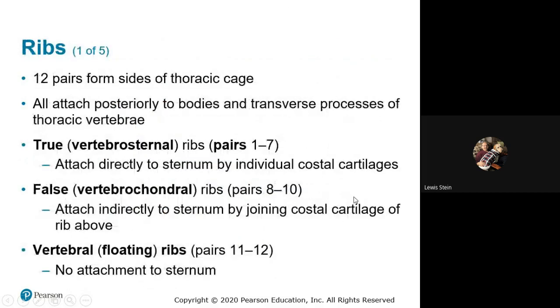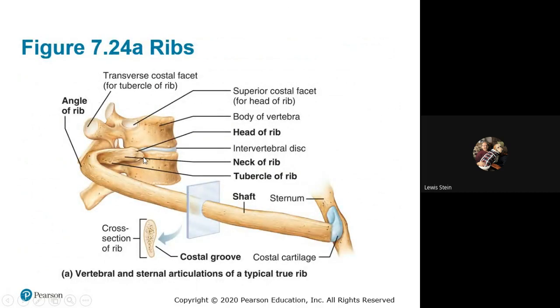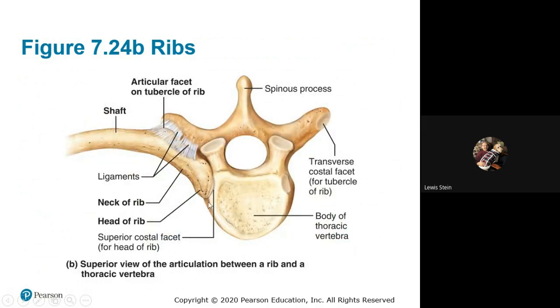Again, CPR, being sure you're mid-sternal. The ribs, 1 through 7, 8, 10, 11, 12. There's a little facet here that articulates with the body, one on the transverse process, and then you can see it here going into costal cartilage into the sternum. Voila.